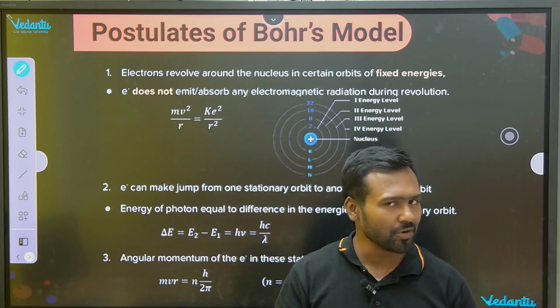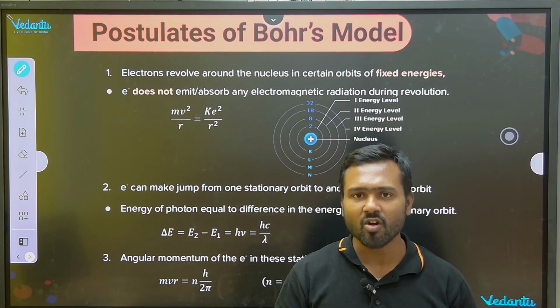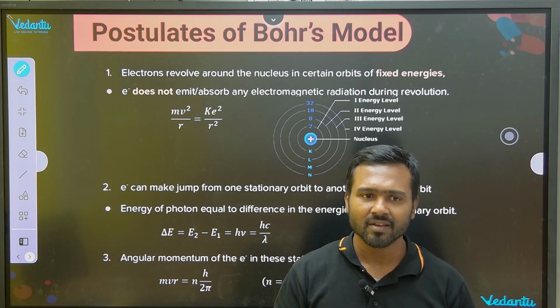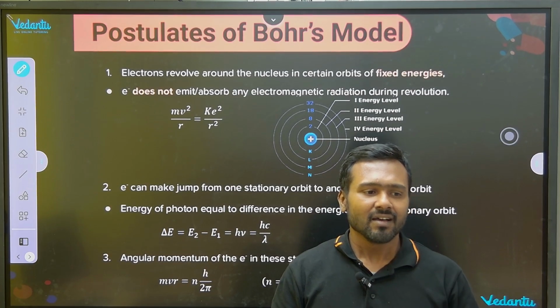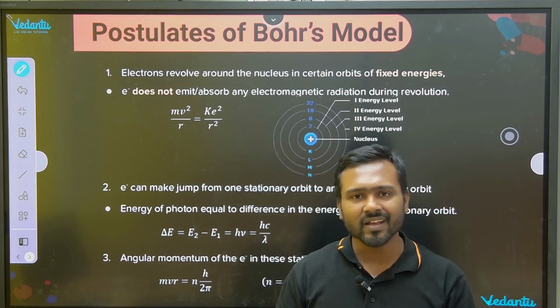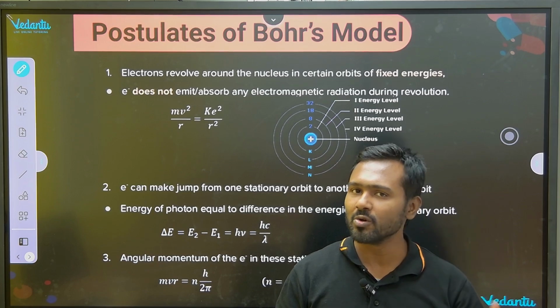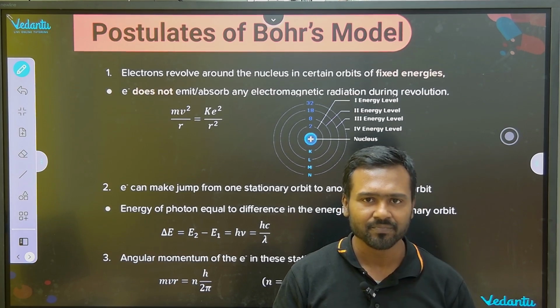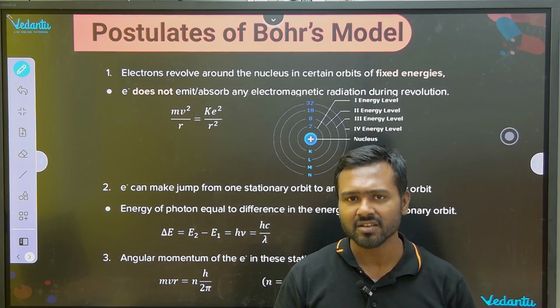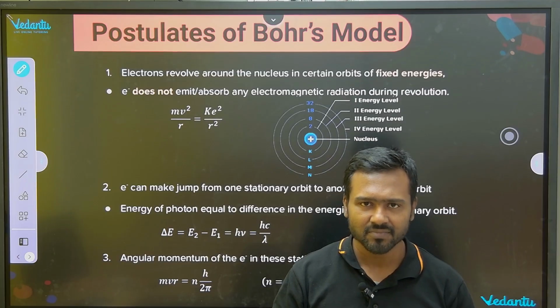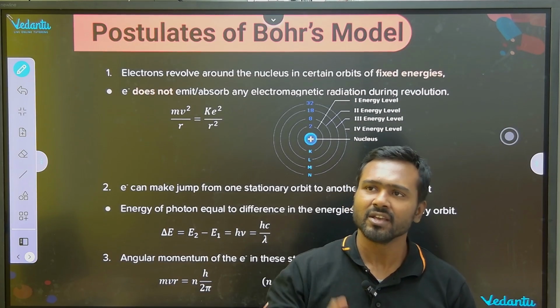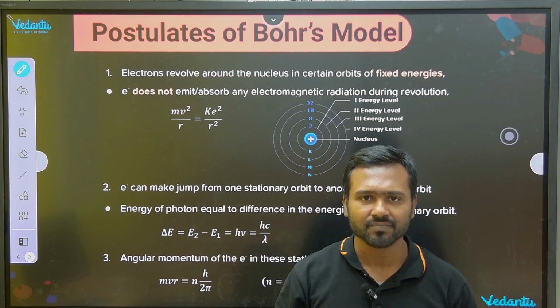The energy of the electron revolving in those orbits is constant. It's not going to change. That's why they are called stationary orbits. When the electron is revolving in a stationary orbit, it's not going to lose energy or gain energy. If it gains energy, it will jump to the higher levels, and if it loses energy, it will come to the lower levels.